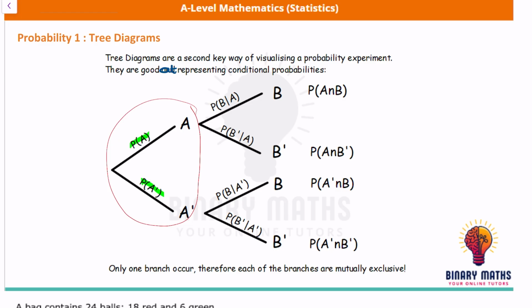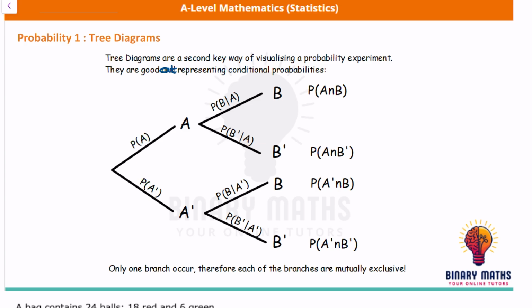Okay, for the second branch, we look at A. This is the probability of B given A, because A has already happened and then B has happened. And the second branch on the second level will be the probability of not B given A, because A has already happened, the probability of not B happening after A has happened, and so on. Okay, so that is how we label tree diagrams.